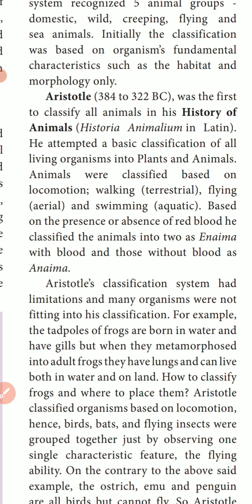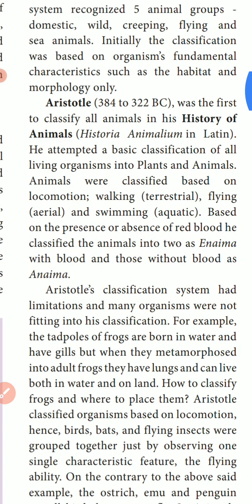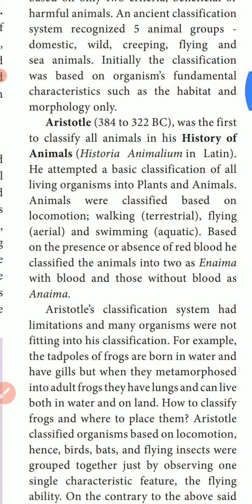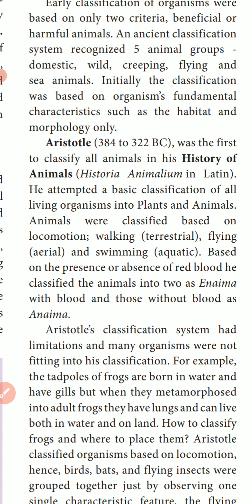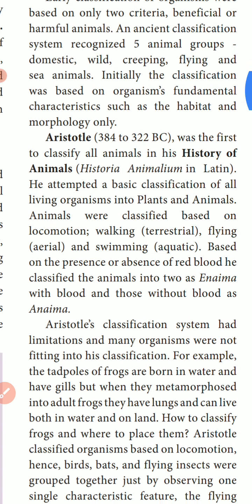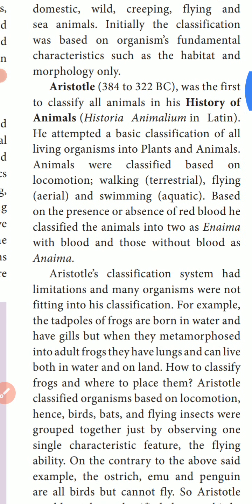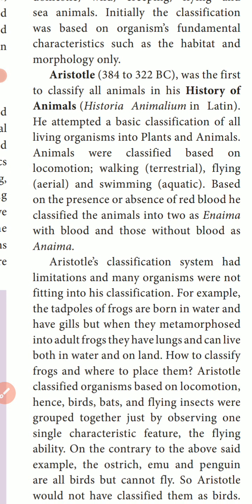The next topic is Aristotle. How Aristotle started his classification, we are going to see. Aristotle, 384 to 322 BC, was the first to classify all animals. So Aristotle is the first scientist to classify animals. He wrote the book Historia Animalium in Latin. In that book, he wrote how animals can be classified.